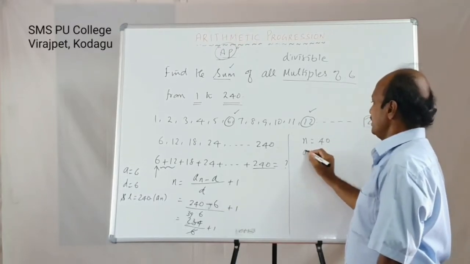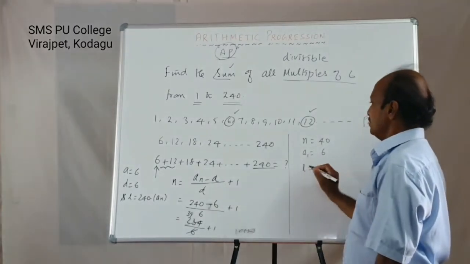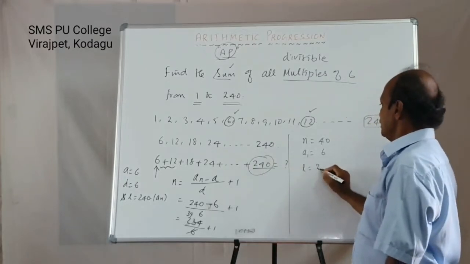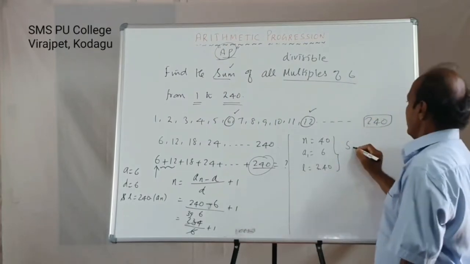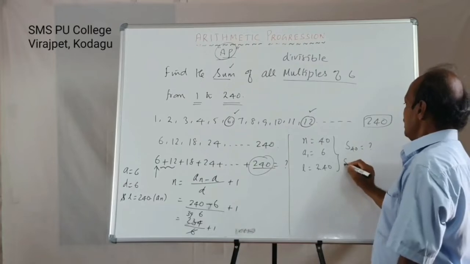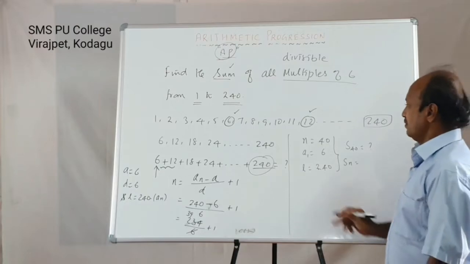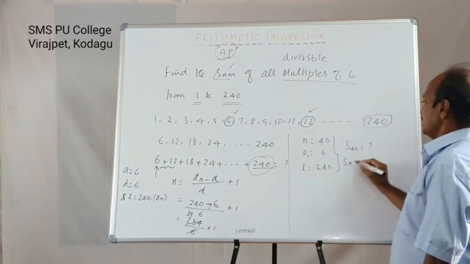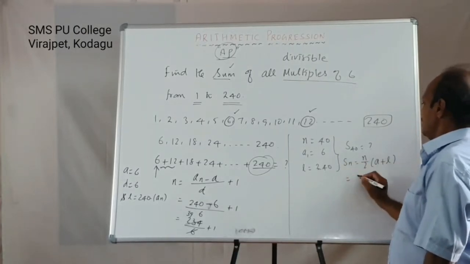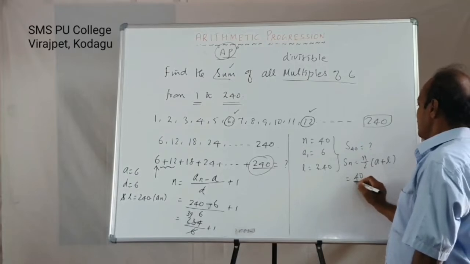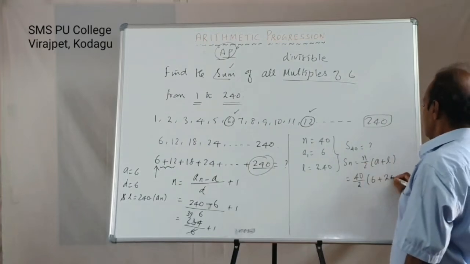What are the other values we know? A is 6, that is a1 or a, and L is 240. Now we have to find the sum for 40 terms. Connecting all these things: first term, last term and number of terms. The sum of n terms is n by 2 of (a plus L). Now we replace the values: n is 40, a is 6, L is 240.